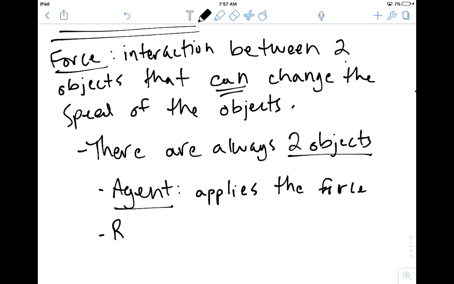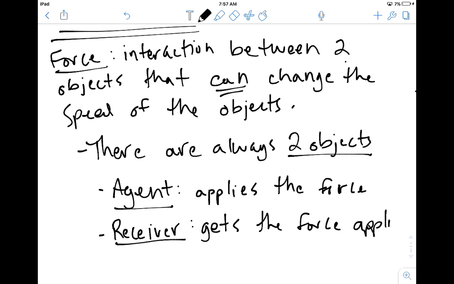And then we also have the receiver. The receiver is kind of obvious because it receives the force, it gets the force applied to it. So agent and receiver, we're going to have to identify those two things, so we need to really keep those in mind.